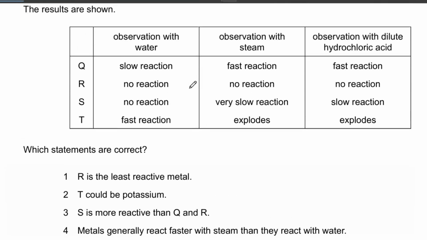So let's look at it. Look at R. It does not react with water. It does not react with steam. It does not react with hydrochloric acid, while others react. So therefore, R truly is the least reactive metal. So option 1 is correct.